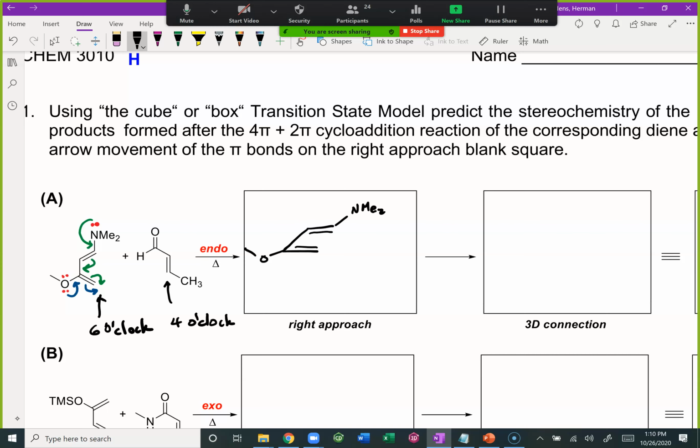On a watch or on a wall clock. All right. So I'm going to put now my dienophile right underneath here. Now the endo approach means that this group will be facing in. That will be folded inside of the box.